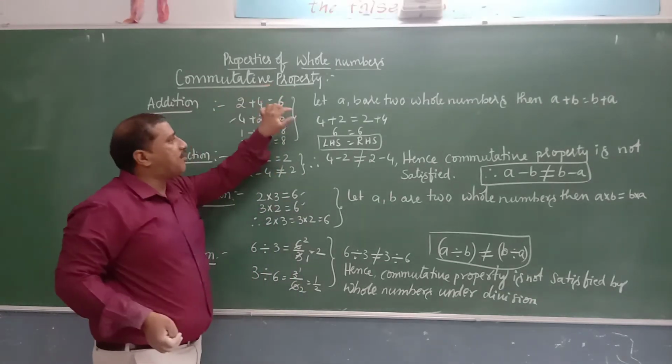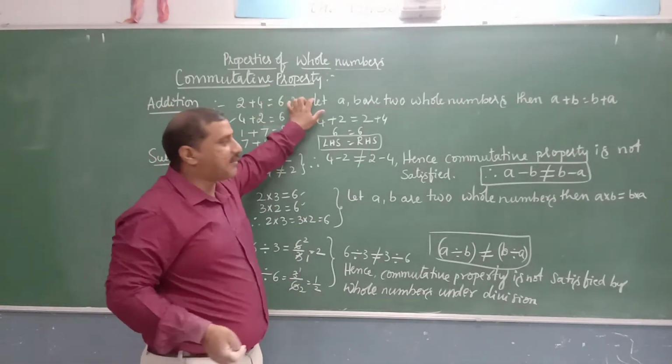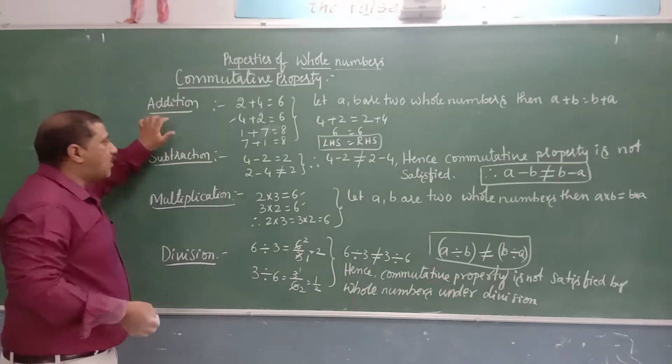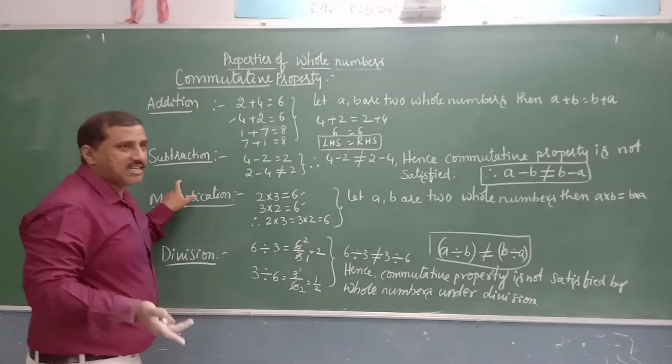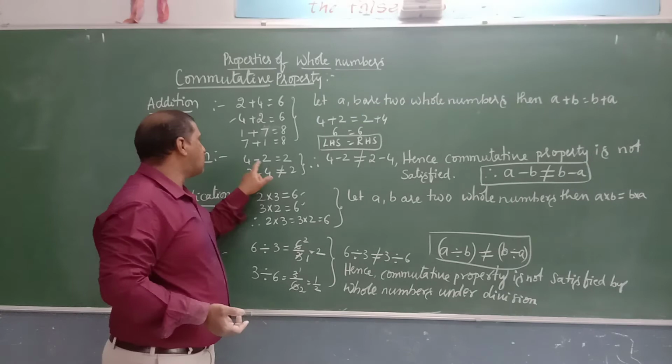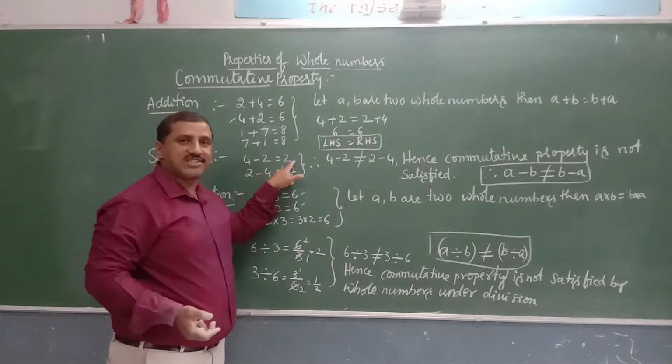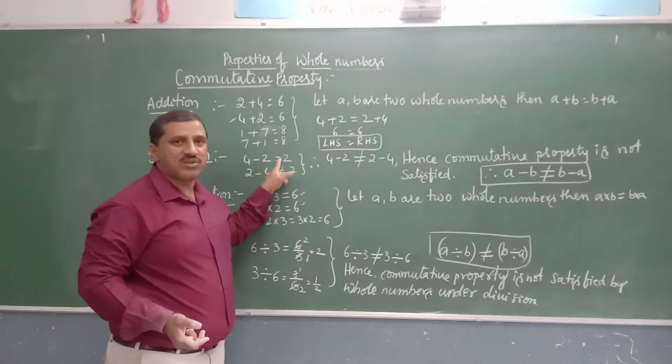Therefore, the commutative property is satisfied by whole numbers under addition. Now, what about subtraction? Let us take two whole numbers, 4 and 2. 4 minus 2 is equal to 2.